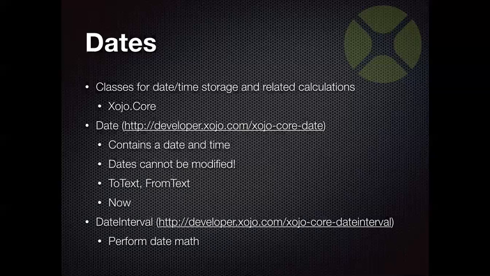So it's essentially the way to work with the fact that you can't modify a date. You instead create a date interval and you apply it to the date, and that gives you back a new date with the interval applied. And the intervals can go forward, they can go backward, that sort of thing.